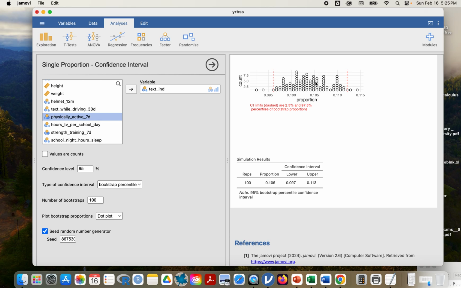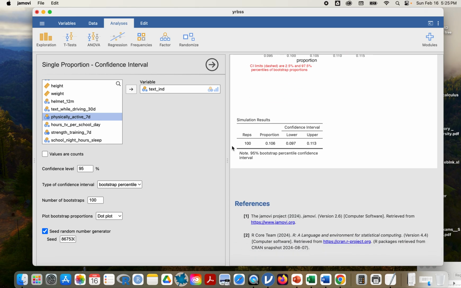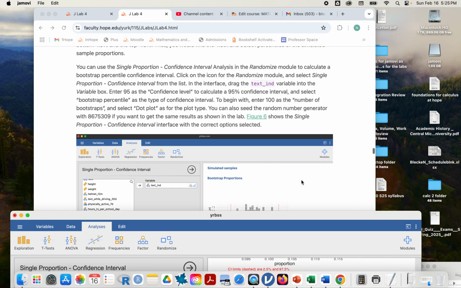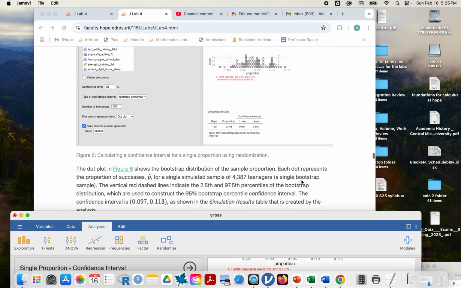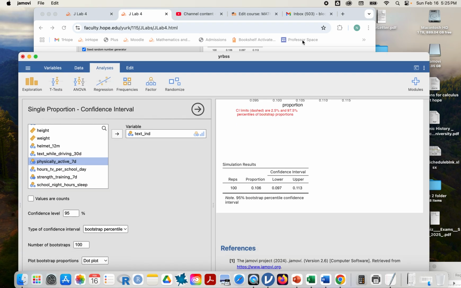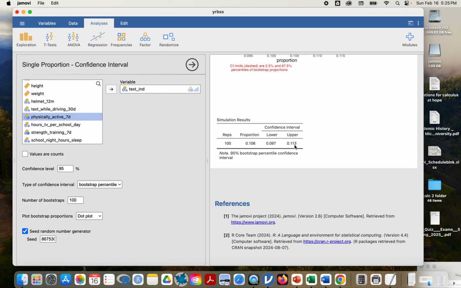And remember, 0.106 is our middle, and so the distance from here to here is slightly different than the distance from there to there. It's because it's from a simulated model rather than from the theoretical model. Okay, so let's go back real quick. I believe it asks us to increase our number of observations to 1,000 to see what happens. So right now at 100, we're getting 0.097 to 0.113.